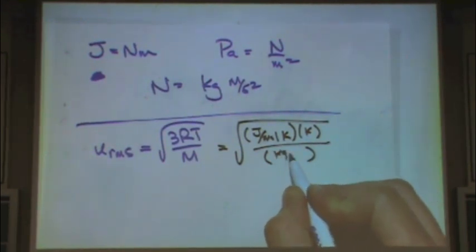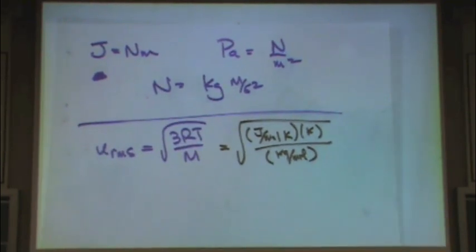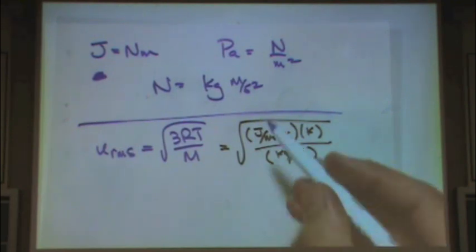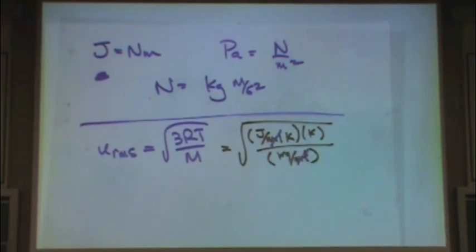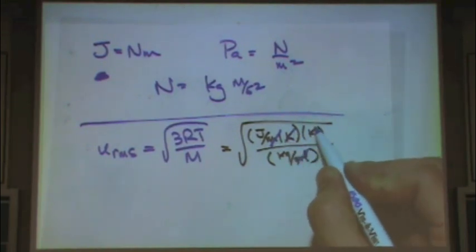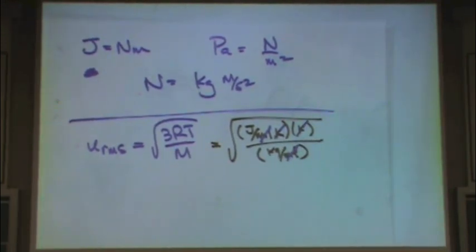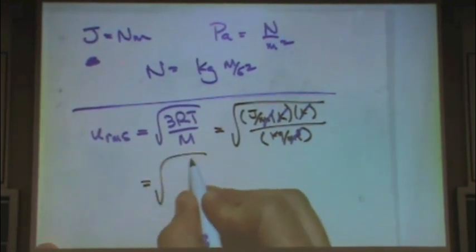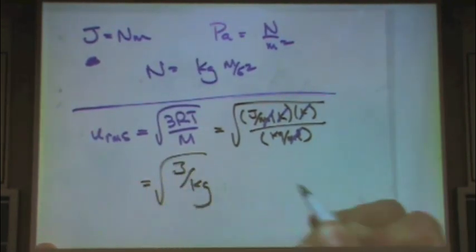Kilograms per mole. Make sure it's SI units. It's not grams per mole. It is a molar mass. It's kilograms per mole for SI units. Now let's see what cancels. The moles will cancel on the top and bottom. The kelvins will cancel in the numerator. And I'm left now with the square root of joules per kilogram.